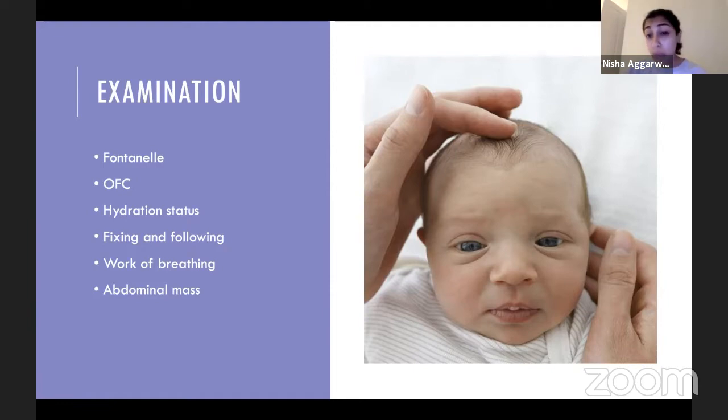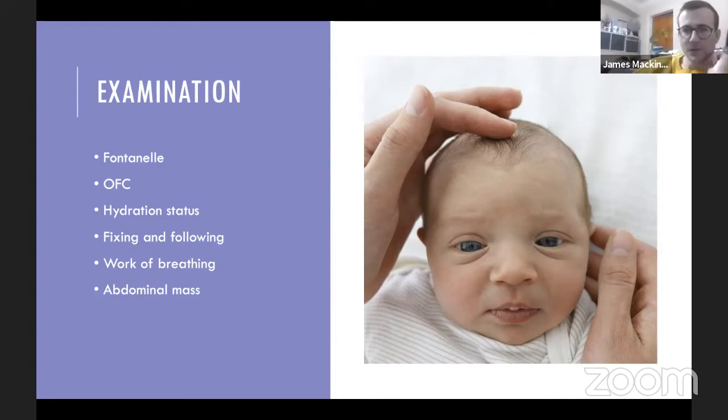Work of breathing is worth having a look at, because if they're vomiting, you want to make sure that they've not aspirated, or that they're not vomiting because they've got a chest infection or a viral-induced wheeze. And then you want to examine their tummy. Firstly look at the tummy, see if you can see anything, and then examine the tummy as well. Then you can have a look everywhere else, for any rashes, feel their femorals, things like that.